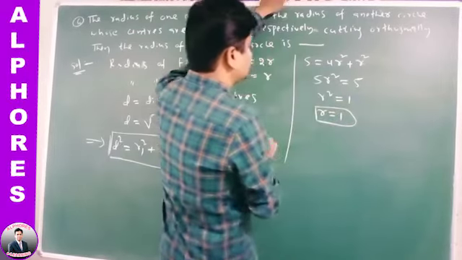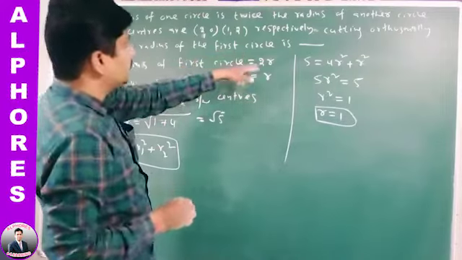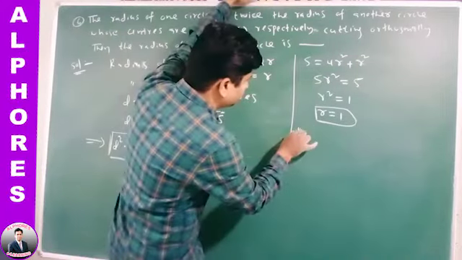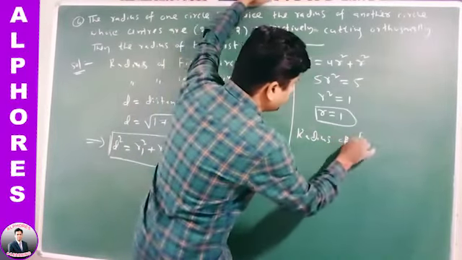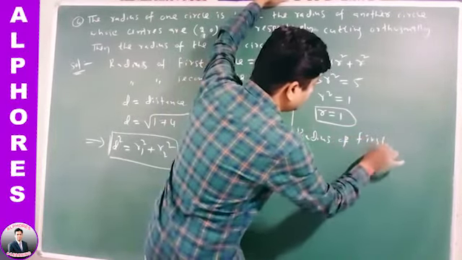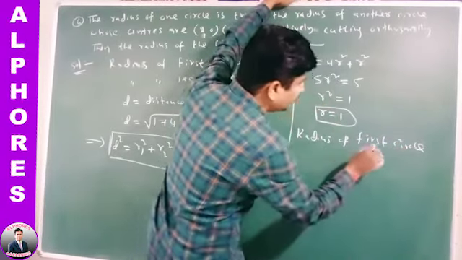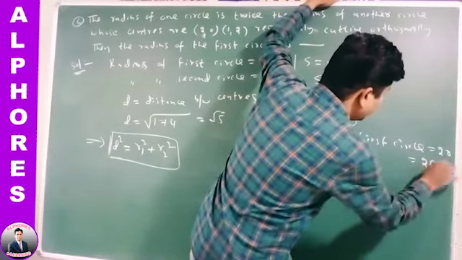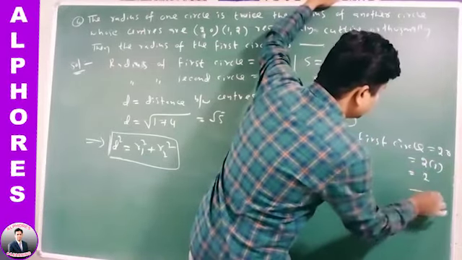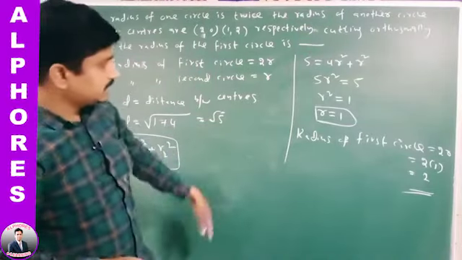Radius is positive only. Here radius of the first circle is what? The radius of first circle is 2 into r. Radius of first circle equal to 2r, that equal to 2 into 1, that equal to 2. Here radius of the second circle is 1, radius of the first circle is 2.